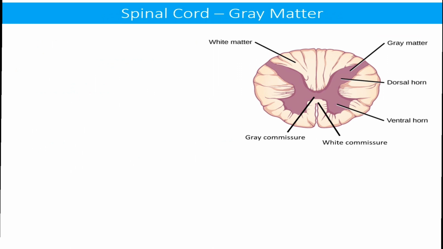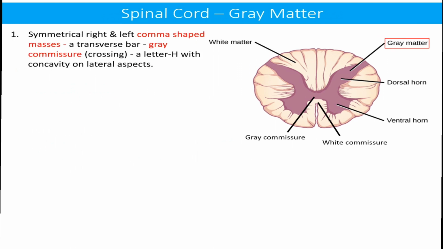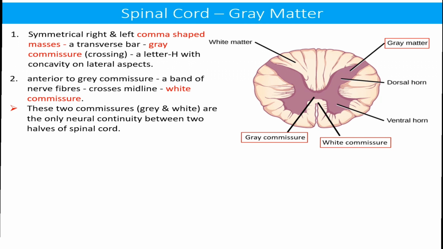We first take up the gray matter of the spinal cord, which is present as symmetrical right and left comma-shaped masses which are connected by a transverse bar of gray matter, the gray commissure. This whole gives a shape of a letter H with concavity on lateral aspects. Anterior to the gray commissure is a band of nerve fibers which crosses the midline. This is named as the white commissure.